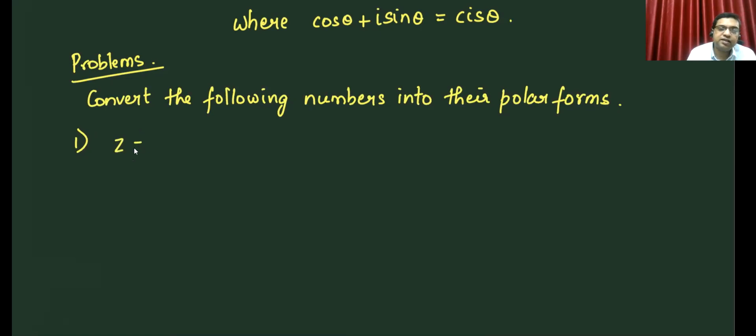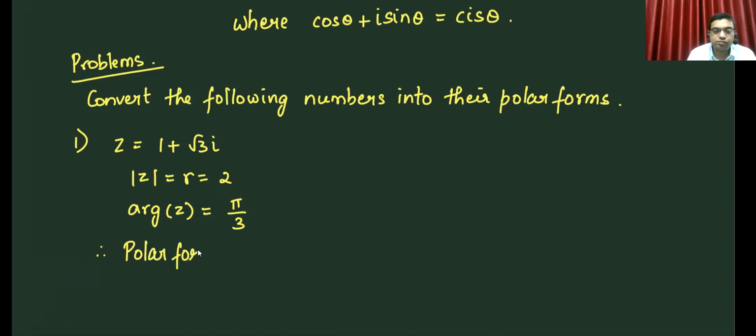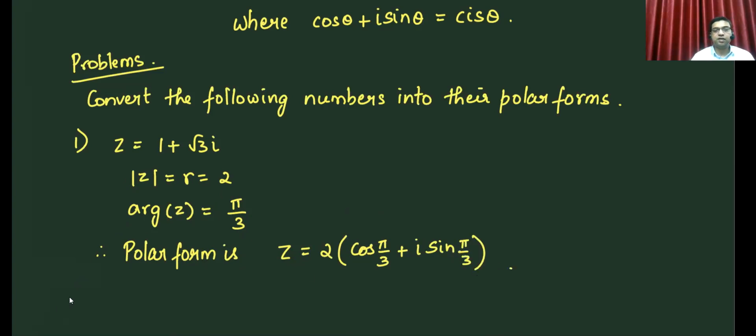So the first one, z is equal to 1 plus root 3i. What did we get? Modulus of z, which is r, was 2, and argument we found was tan inverse root 3, which is pi by 3, or 60 degrees. So therefore, polar form is z is equal to 2 times cos 60 plus i sine 60. All right. Now you substitute and see, you will get this.